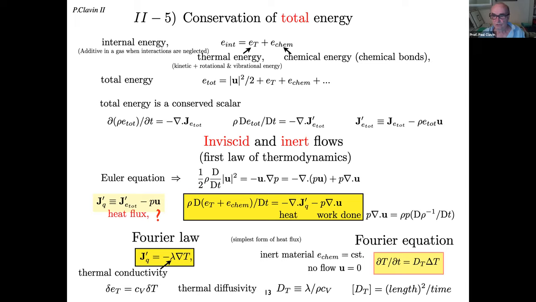And you recover the Fourier equation if you only keep this and this, and you forget about the chemistry and the work done. This shows that this part of the heat flux, the diffusive heat flux, is a dissipative phenomenon, like the molecular diffusion, through the Fourier equation.